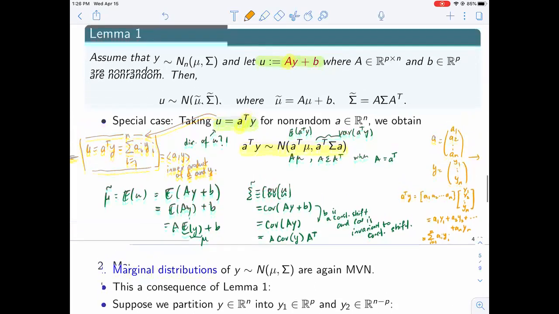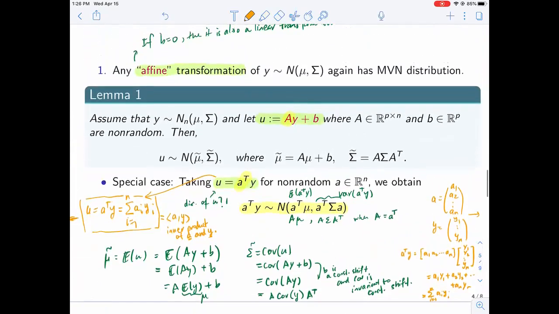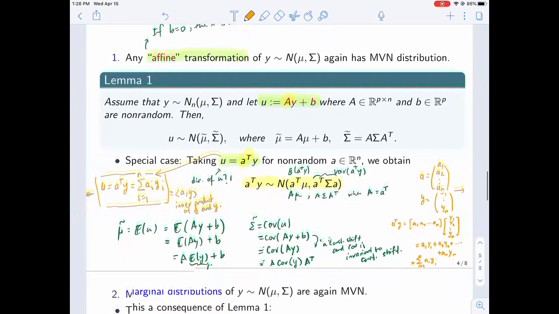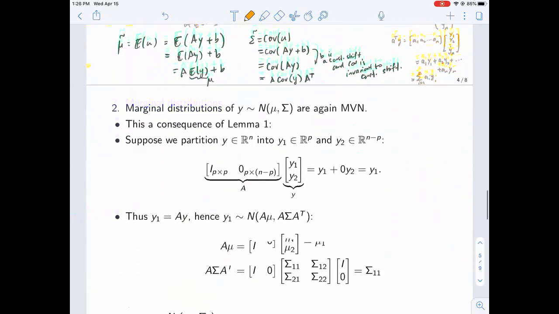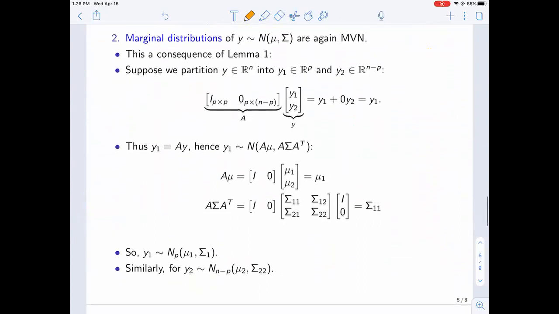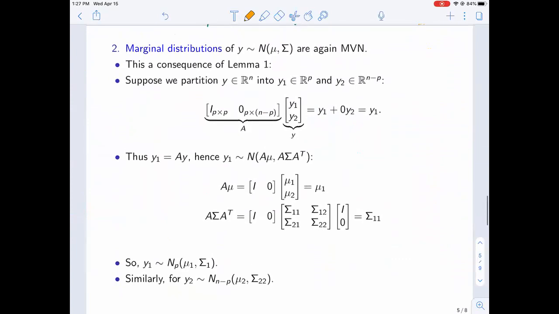I can't emphasize the importance of this enough, because we're going to repeatedly use this, so keep this in mind. Let's move on to another property. This is the second property, and it says the marginal distributions of Y, which is multivariate normally distributed, are again multivariate normally distributed. So the marginal distributions of a multivariate normal distribution are again multivariate normal.